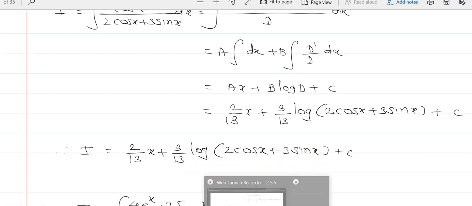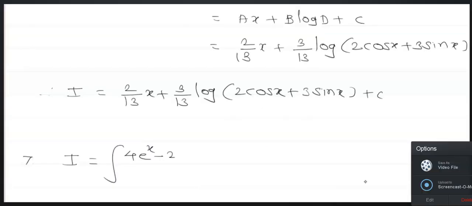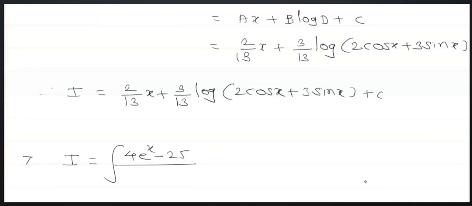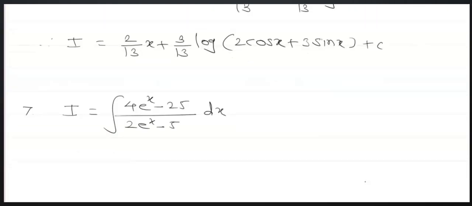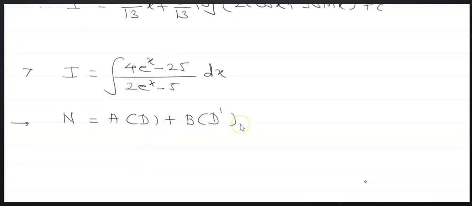Now the next example. Seventh example. I is equals to integral 4 into e raised to x minus 25 upon 2 e raised to x minus 5 dx. Now it is the same type of problem again: numerator is equals to a into denominator plus b into derivative of the denominator, which is D dash.